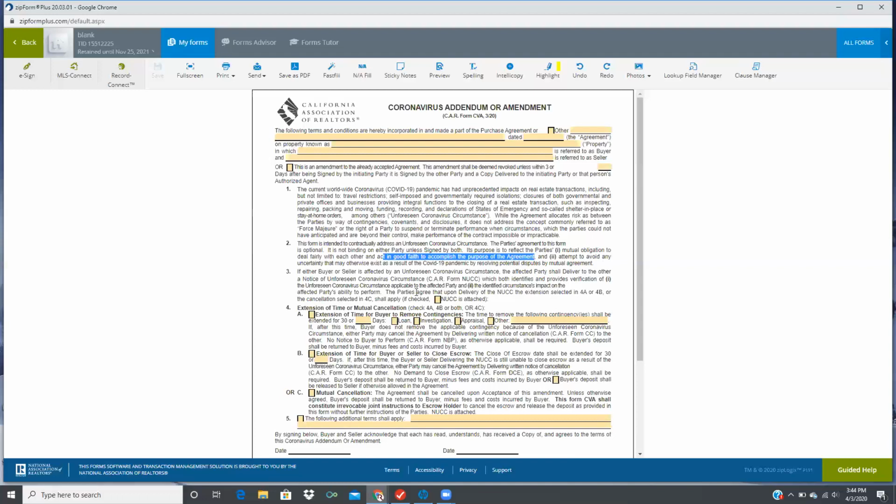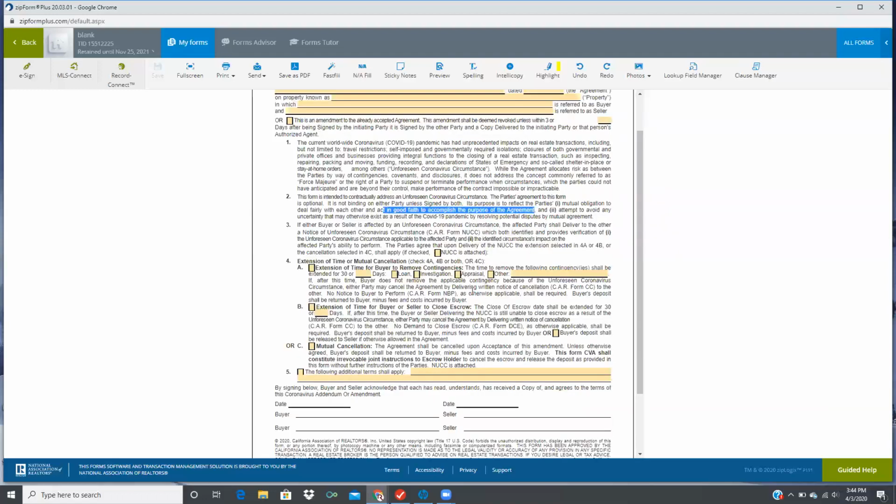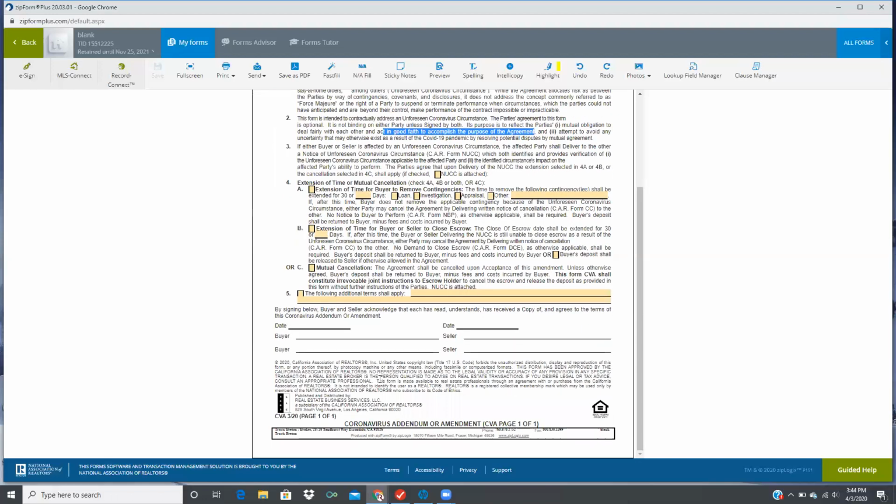Number 3, if either buyer or seller is affected by an unforeseen coronavirus circumstance, the affected party shall deliver to the other a notice of unforeseen coronavirus circumstance, which is the NUCC, which we'll go over next, which both identifies and provides verification of the unforeseen coronavirus circumstance applicable to the affected party, and so on and so forth. I mean, you can read the rest on your own. You can use this for extensions of times, mutual cancellations, and so on and so forth.